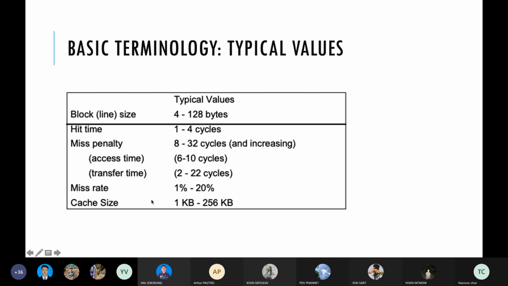And then we have miss rate. It's about 1 to 20%. And the cache size is about 1 kilobyte to 256 kilobytes. Cache size can be bigger now, it can be 2 to 4 megabytes. So it's just some values so that you can see the difference between hit time and miss penalty. But remember, these values now change a lot.